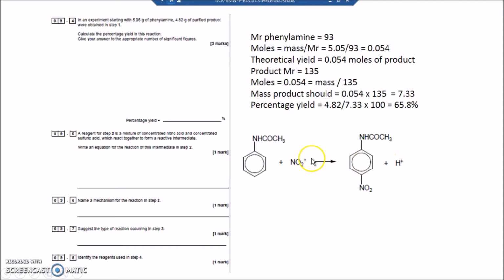Name the mechanism. Well, this is an electrophile. It's an electron pair acceptor. It's going to accept an electron pair from the ring when the ring attacks this. So it's an electrophile, and it's replaced the H on the ring. So the NO2 has replaced the H. It's electrophilic substitution. Suggest the type of reaction occurring in step 3.